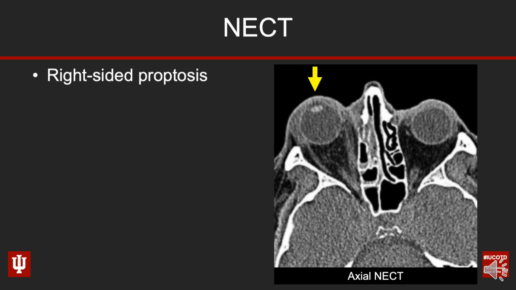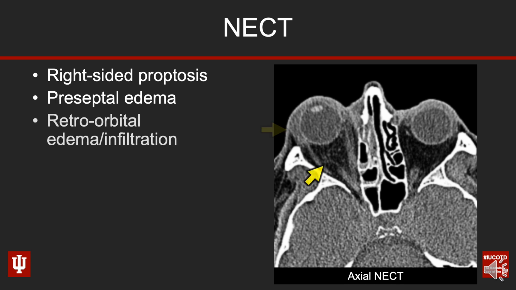So let's dig into the imaging. First up, we have our axial non-contrast CT. You can see immediately that we've got some right-sided proptosis, denoted here by the yellow arrow. When you look carefully, you'll also see some preseptal edema. And if you look even more carefully, you'll see that the retroorbital fat is a little wispy and strandy. So we have some sort of edema or infiltration of that retroorbital fat.